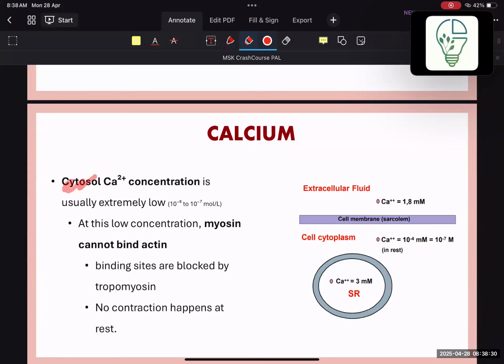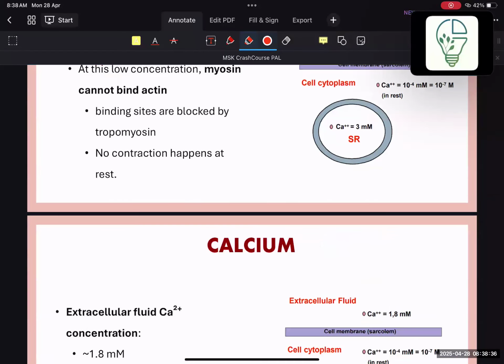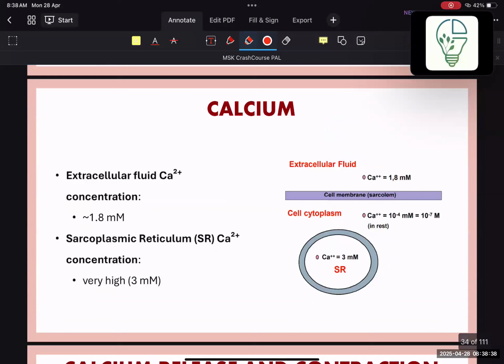So in your cytosol, you usually have a very low concentration of calcium. However, in normal conditions, your extracellular calcium, so the amount of calcium outside of the cells in the extracellular fluid, is very high. It's 1.8 millimole. And your sarcoplasmic reticulum calcium, so the amount of calcium in your sarcoplasmic reticulum, is very, very high. It's almost 3.